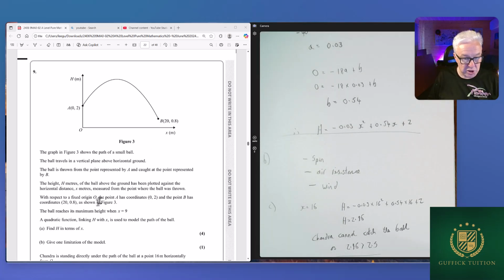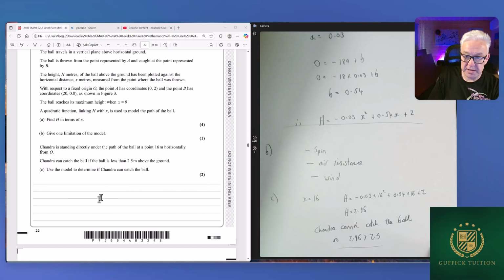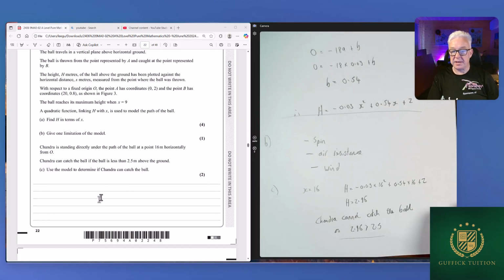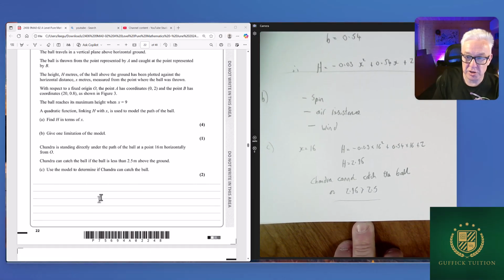Part B, give a limitation of the model for 1 mark. The mark scheme was exceptionally generous. They're not always this generous, but they seem to allow pretty much anything. So they said that they would accept that the model does not take into account the fact that there could be spin on the ball. The model does not take into account air resistance. The model does not take into account wind. The model does not take into account the physical dimensions of the ball. They even put that the model doesn't take into account that there could be trees, of all things. I can't believe that they accept trees, but they seem to be accepting pretty much any sensible suggestion there for that one.